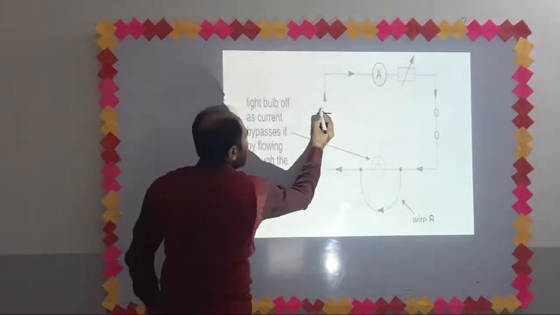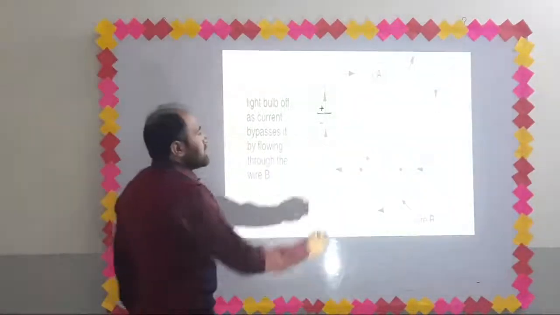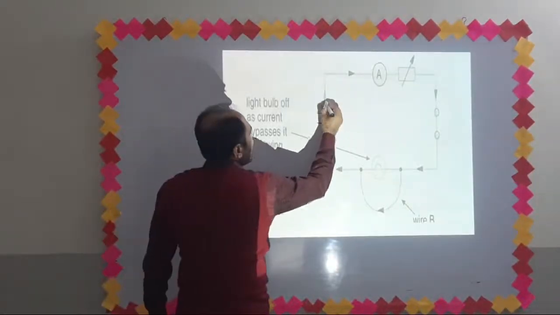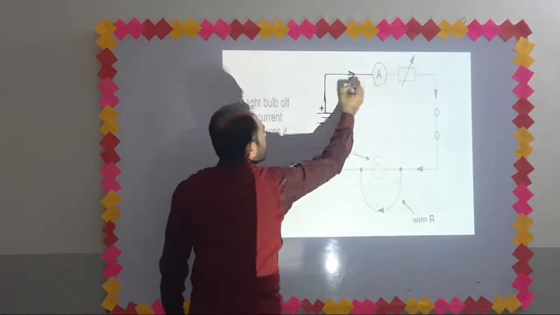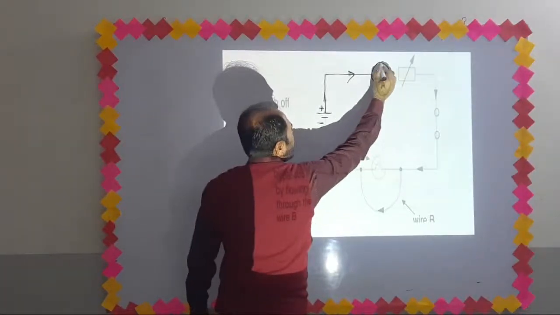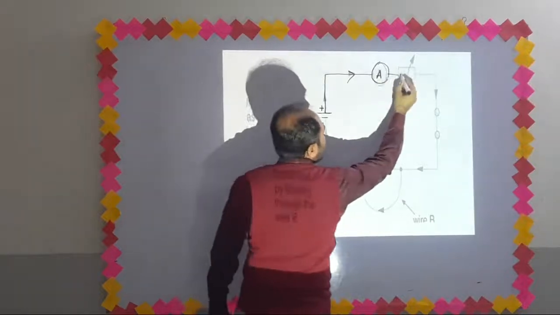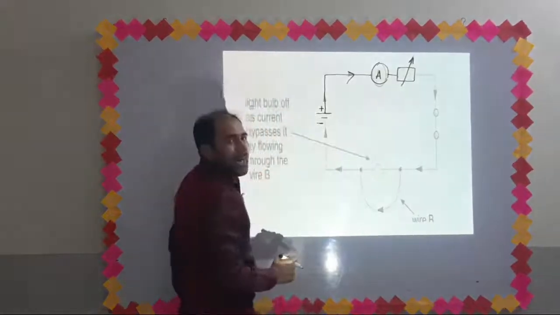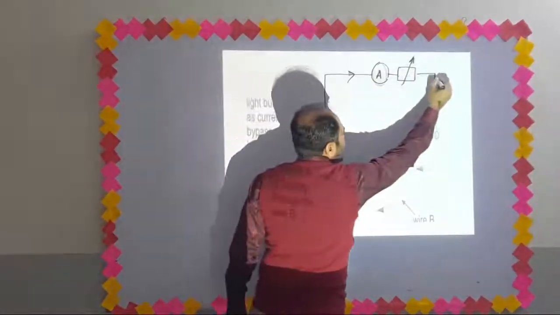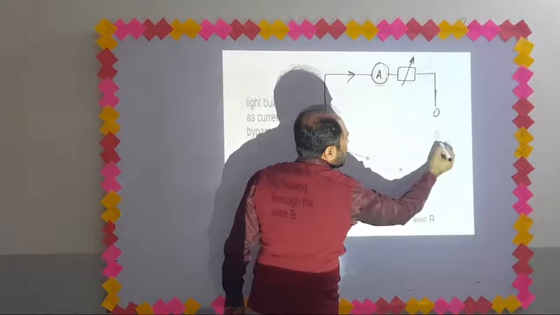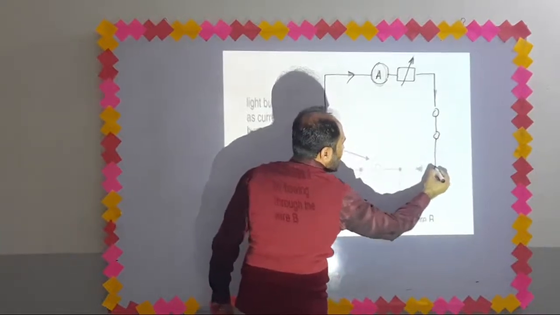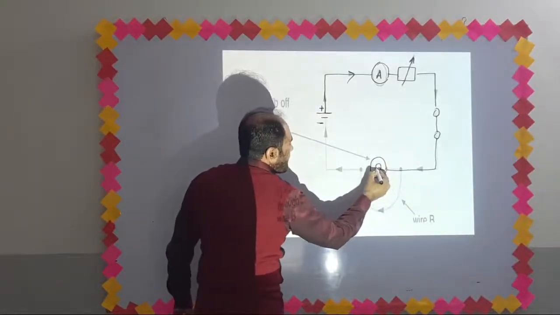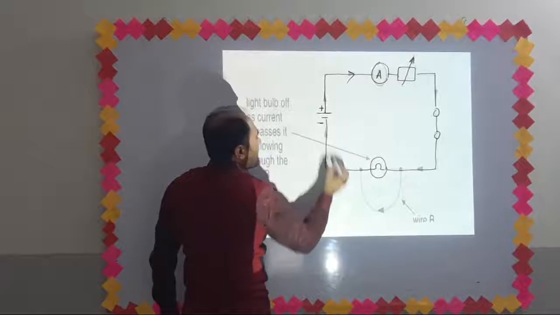This is the positive terminal of the battery. This is the negative terminal of the battery. The current is flowing through this path. This is an ammeter connected in series. This is a variable resistor connected in series, because the current has only a single path to flow. This is another connecting wire. This is the symbol of a switch. The current is going to flow like this. This is the symbol of a bulb. And this is the complete path.